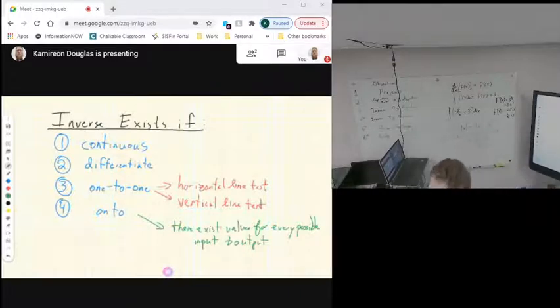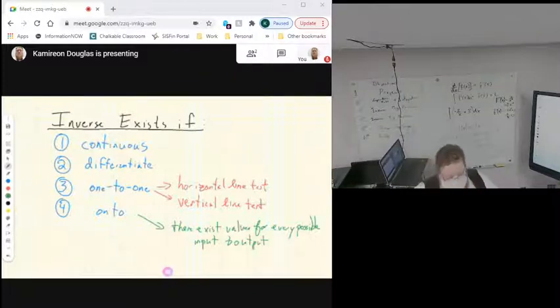Every possible input and output exists, meaning there's no gaps in my function. So it doesn't just pass the horizontal and vertical line test, but also passes the horizontal and vertical domain test, meaning there's no gaps in my domain, there's no gaps in my range. If all four of these cases are met, you are guaranteed to have a workable inverse.